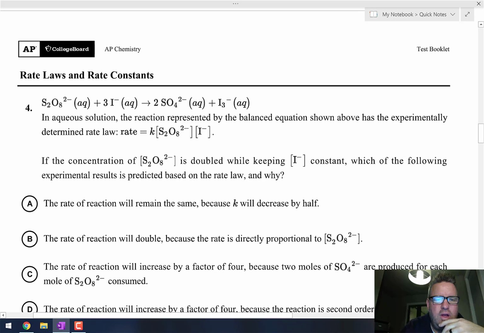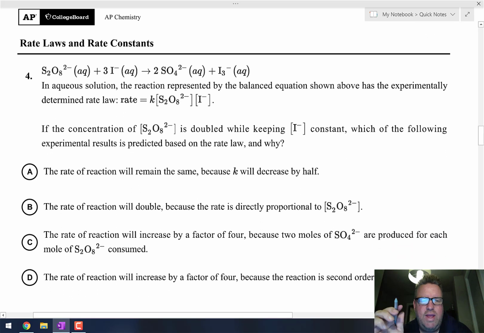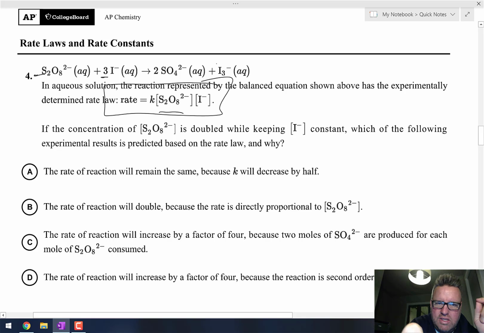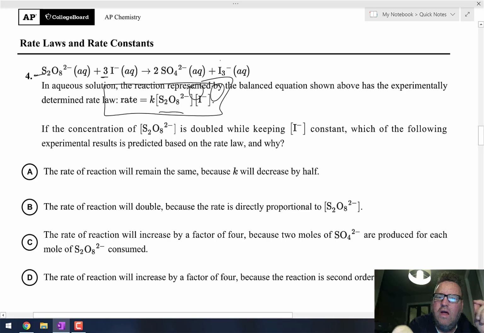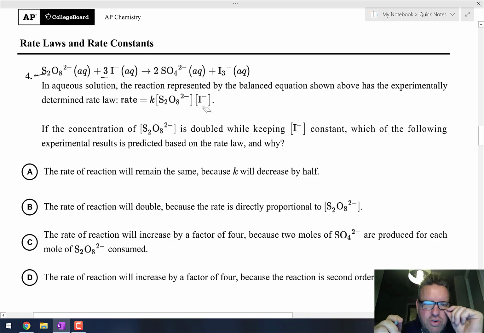Okay, number 4. We saw a question like this already with the S2O8 in one of the videos we already watched. In the aqueous solution, the reaction represented by the balanced equation above has an experimentally determined rate law. So we can see that they're telling us, not asking us, that S2O8 is first order, not because of the balanced equation, but because of the rate law. If they give you the rate law, they're saying S2O8 is first order and I minus is first order because, again, they don't put any of the orders up in the corner there. So if the concentration of S2O8 is doubled while keeping I minus constant, which of the following experimental results is predicted based on the rate law and why?